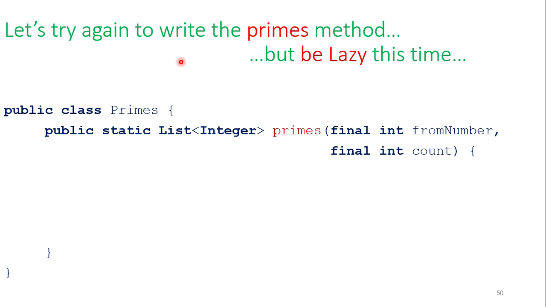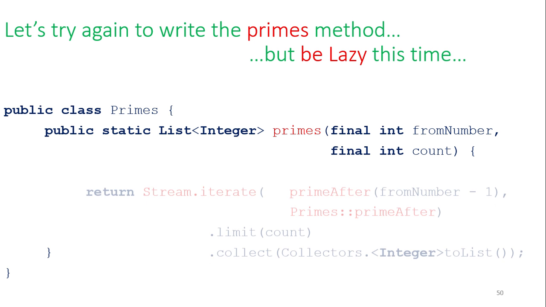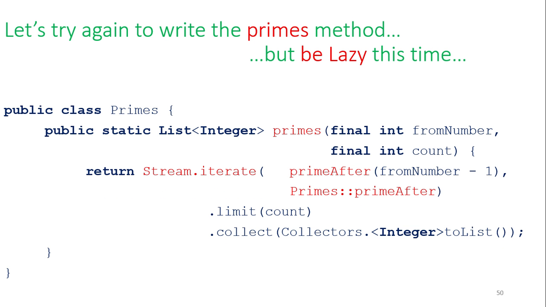We are going to define our class primes. Okay. Inside the class primes, we are going to define the method primes that takes two parameters, a from number, which is where I start looking for primes, and then a count that tells me how many prime numbers I want. And then I return the list of integer that represent my list of prime numbers. So, slight variation on what we were doing before. And we introduce streams. Why?